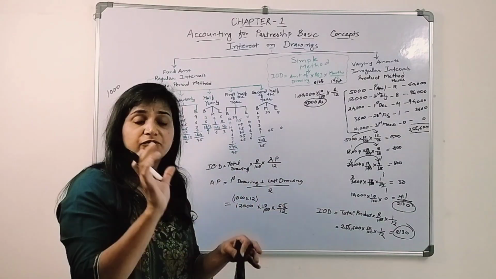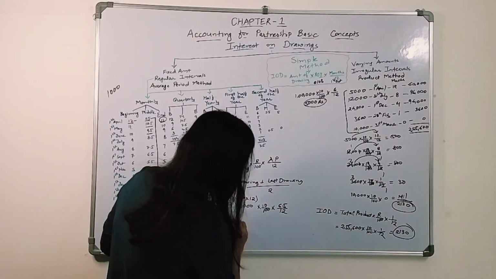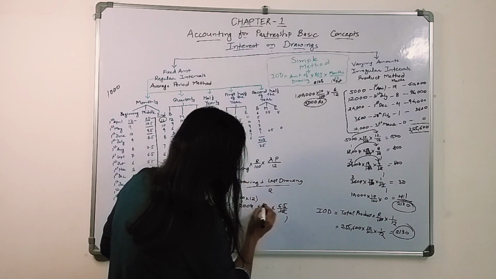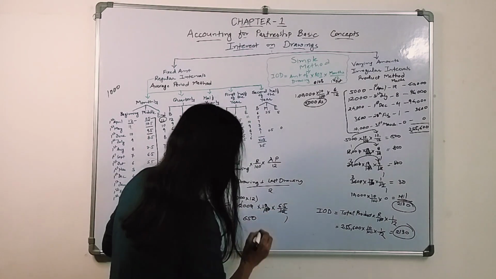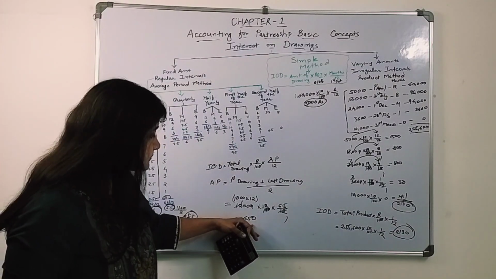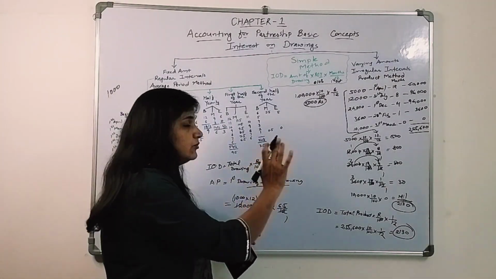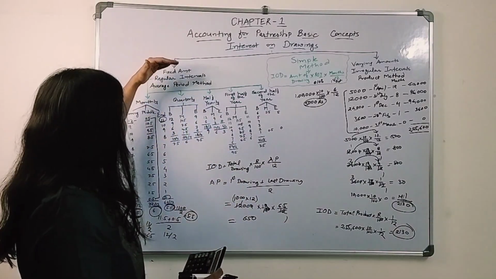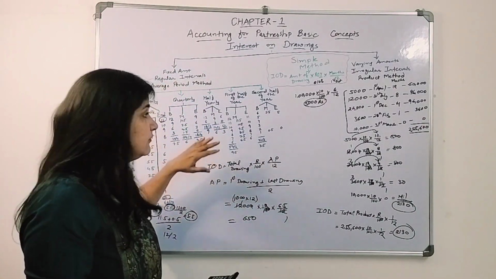So how much will be for 6.5 months? What will we get? 12,000 into 10% into 6.5 by 12, which is 650. This is how we are going to get the interest on drawings when there is a fixed amount at a regular interval.